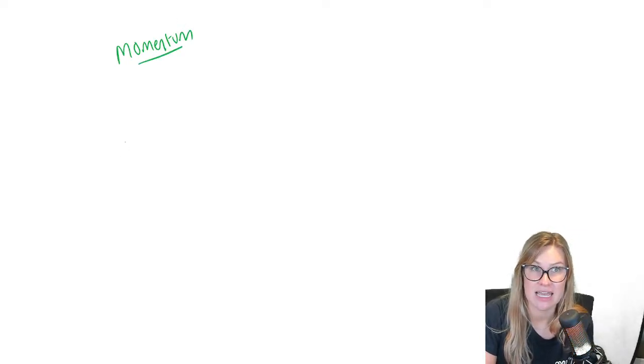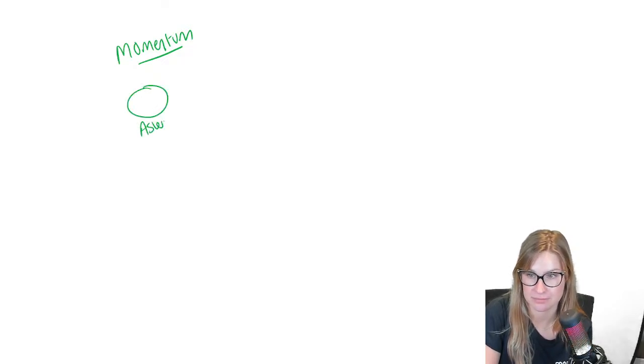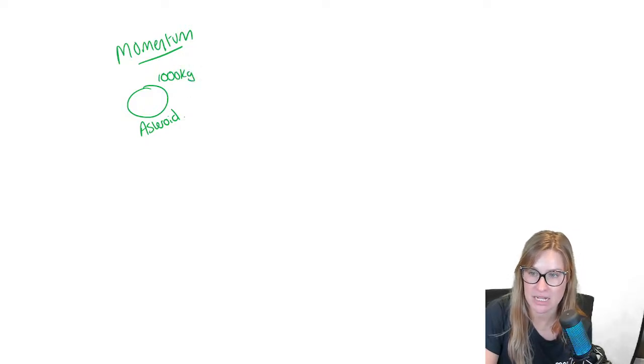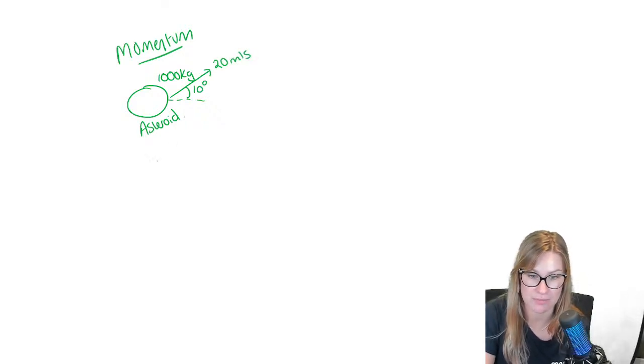Okay, let's say I have an asteroid. So an asteroid, and let's say it's got mass of 1,000 kilograms. Let's say it's moving at 20 meters per second, at an angle of 10 degrees above the horizontal.